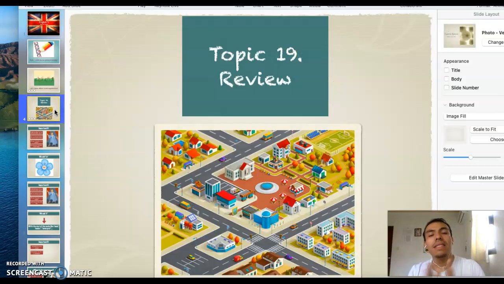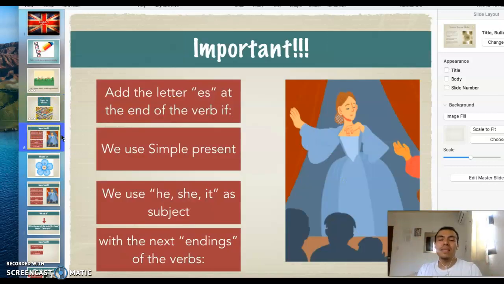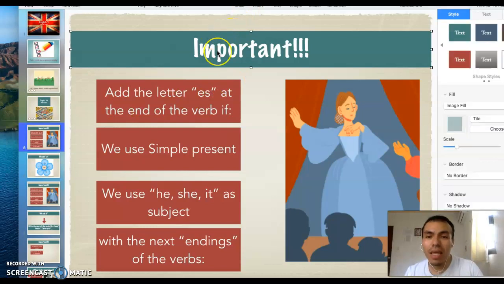And for today's session, we have topic 19, and we are going to review the previous topics. We are going to check and study the last couple of topics, and we are going to start with these guidelines or recommendations. It's important, so let's pay attention.